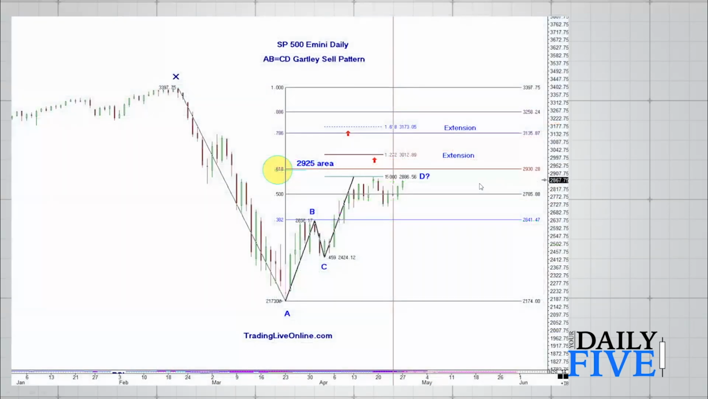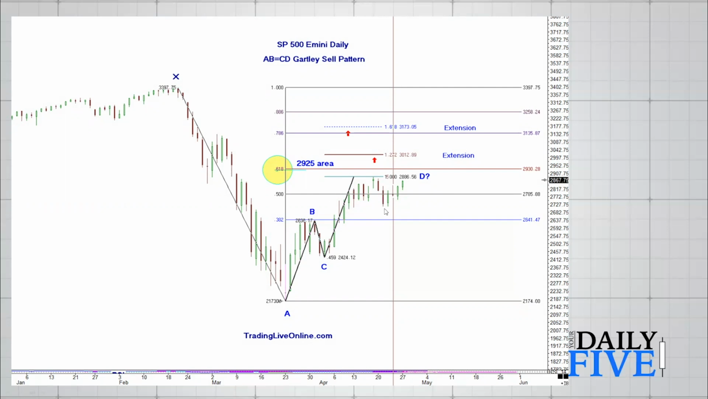Let's go to the S&P 500. This is the E-mini. This is a daily pattern. And what I see here is there's an AB equals CD Gartley sell pattern. And these patterns are retracement patterns. Of course, we know we've had the very large move down from February, and now we've had this strong reaction to the upside. But I do think in my analysis, we are getting ready to see another testing move back down towards probably a measurable retracement from this pattern.